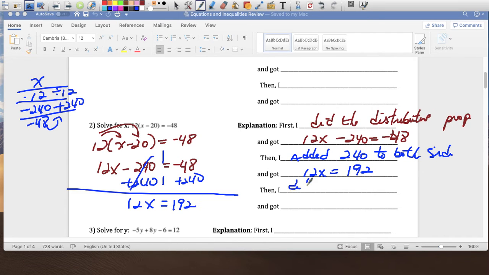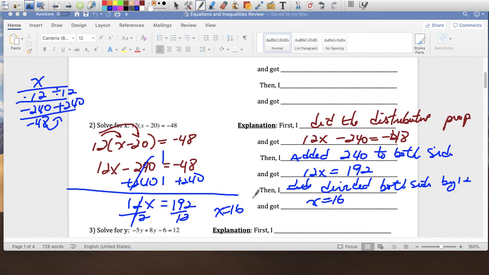Then I divided both sides by 12. So 192 divided by 12. I'm going to divide this by 12, divide this by 12. These two simplify to 1, and x equals 16. We're not checking here, because it doesn't ask us to check, but that's what I expected you to write.